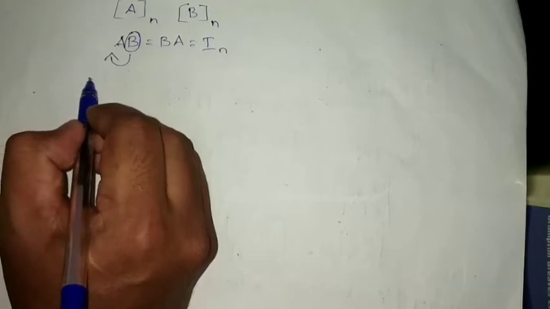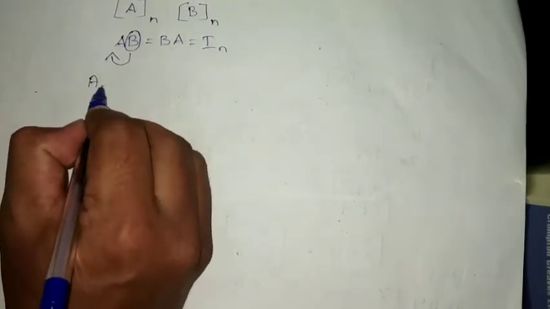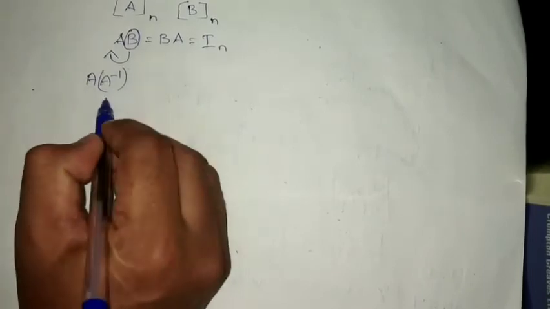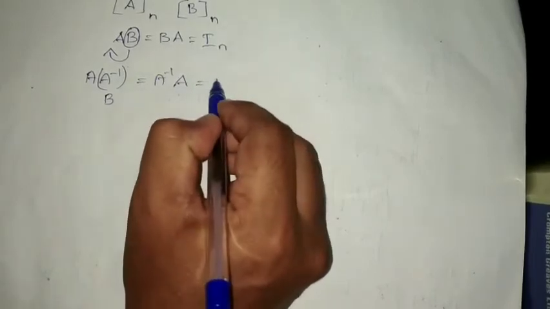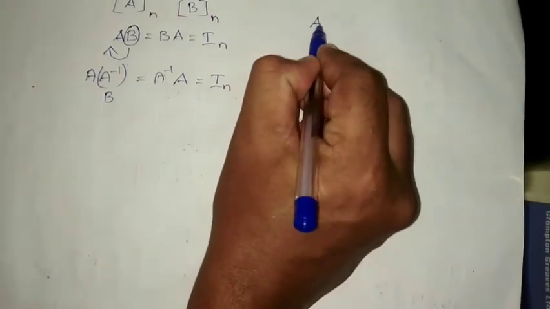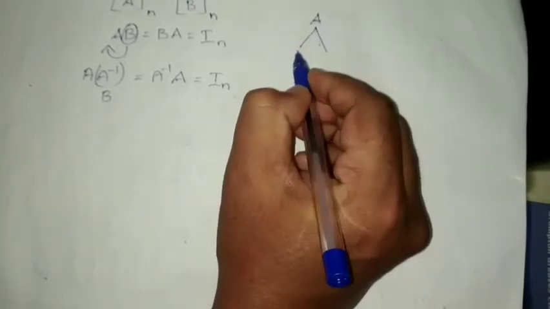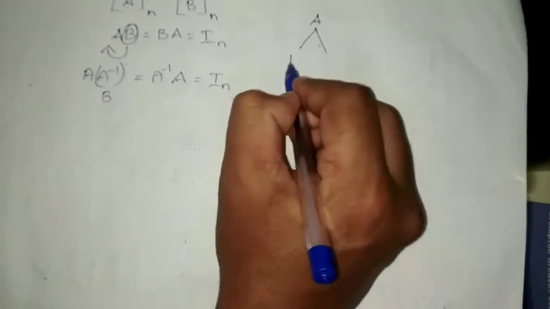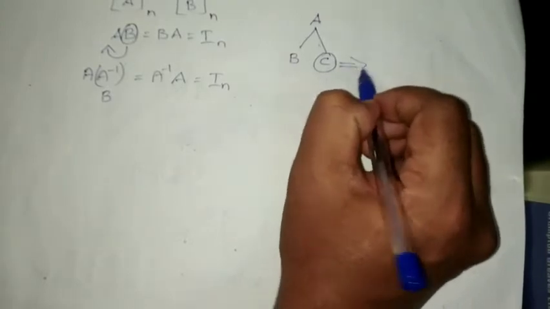Now we are going to prove that A into A inverse, that is B, equals A inverse into A equals I, where I is the identity matrix of the same order n. So let us consider the matrix A, and assume it has two inverses. We put the second inverse as C, and assume by the contradiction method that C is also an inverse.